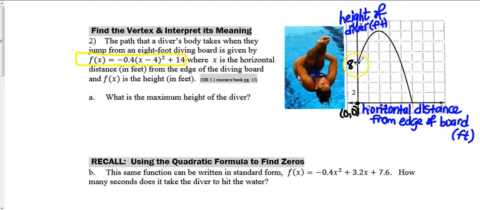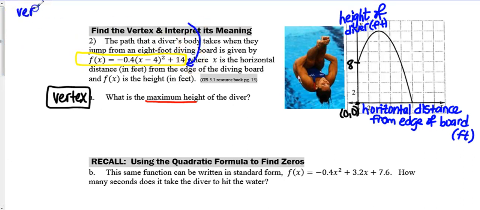We are asked to find what is the maximum height of the diver. Again, as soon as I see maximum height, I know that this is going to be a vertex question because it's how high. Do I have to go through all the work of calculating? Well, I see here I'm given the model. So I then ask myself, is this in standard form or is this in vertex form? The answer is vertex form.